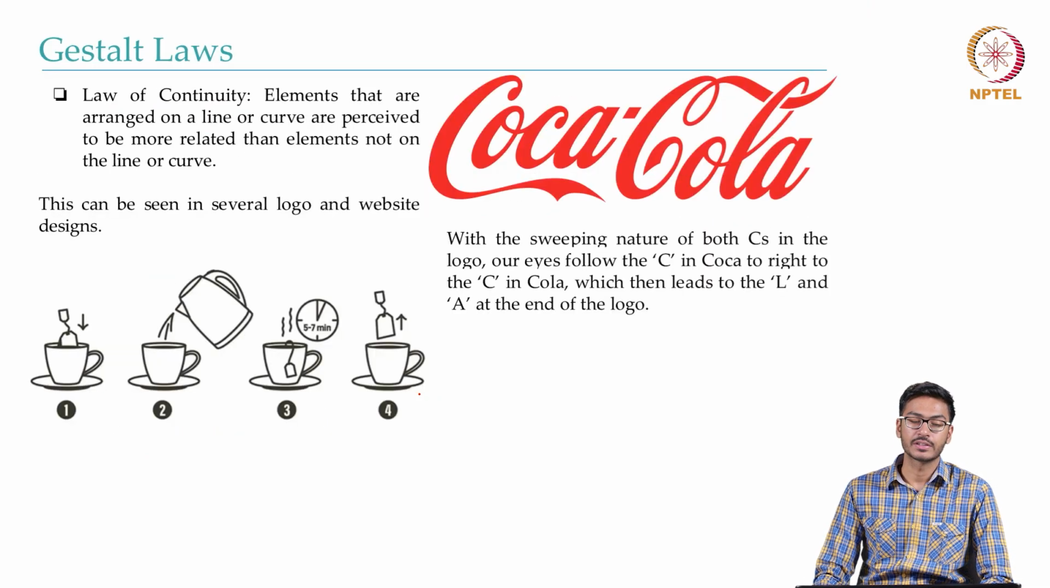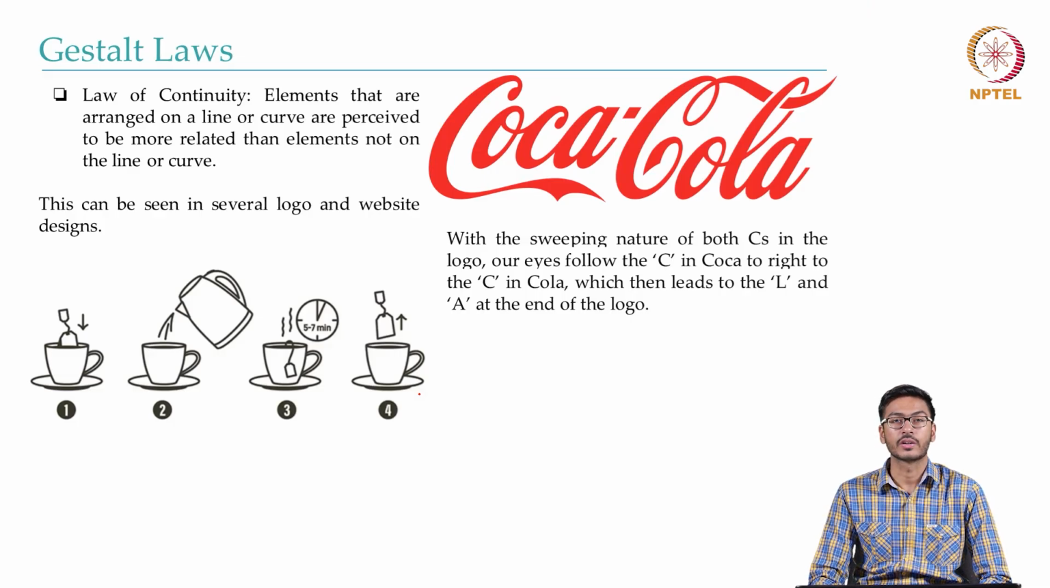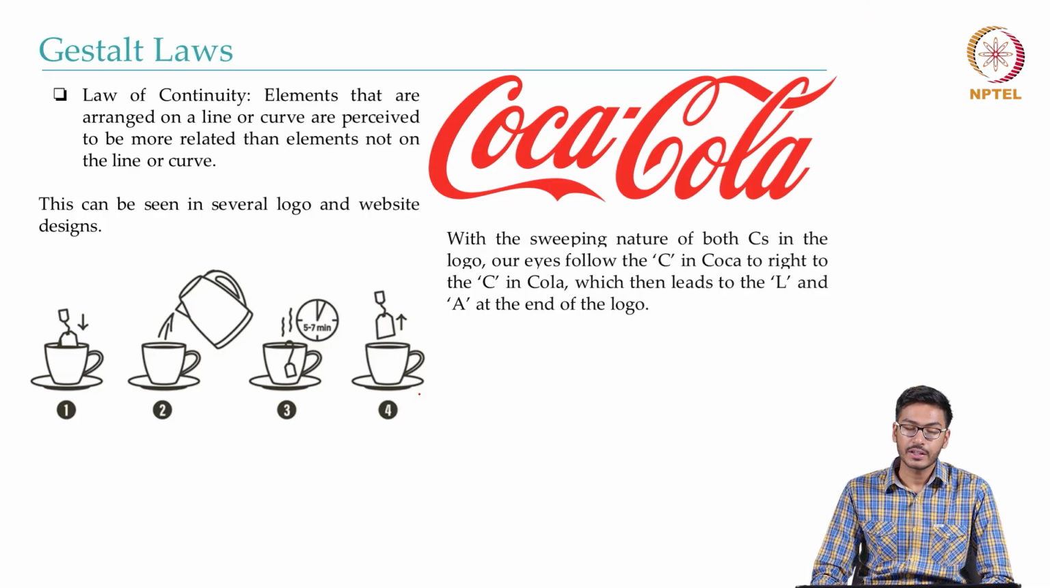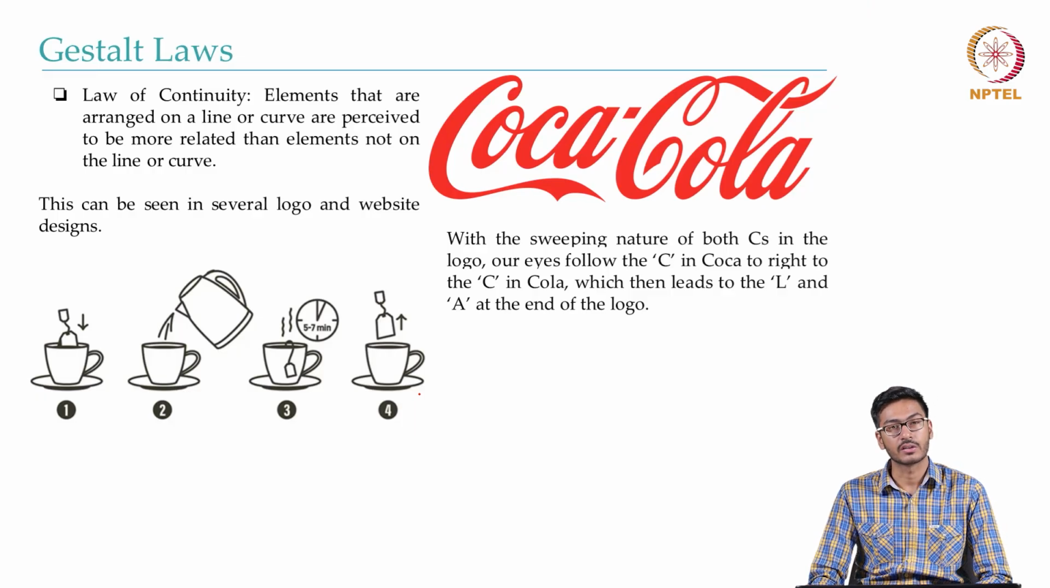Next we have Gestalt's law of continuity. It just states that elements which are arranged on a line or a curve are perceived to be much more related than elements not on a line or a curve. Again, this can be seen in various logos and website designs. The most common example of this is the logo of Coca Cola.